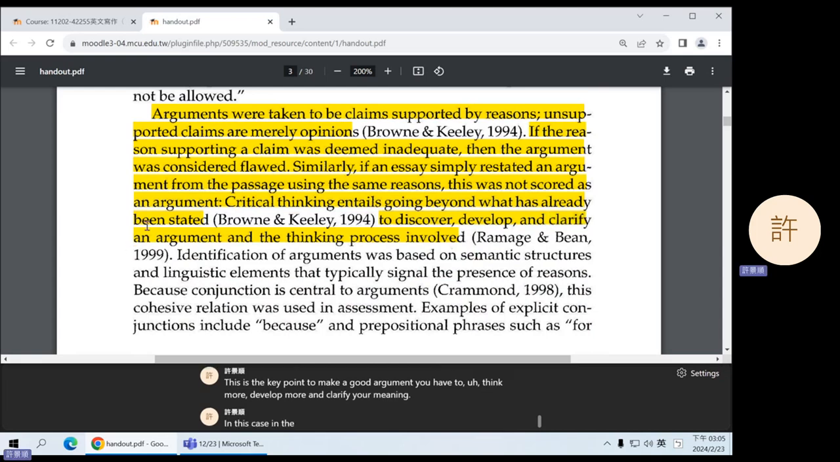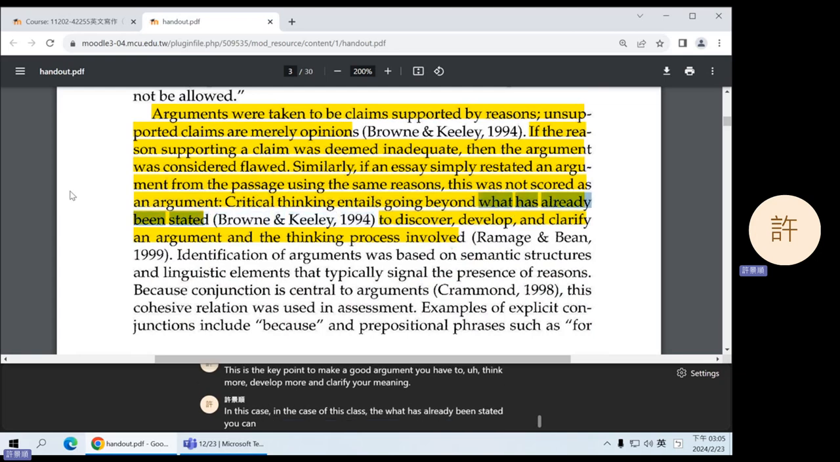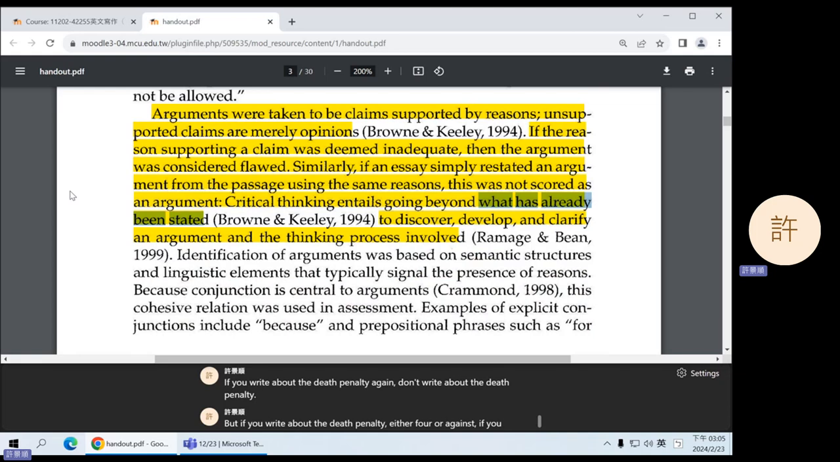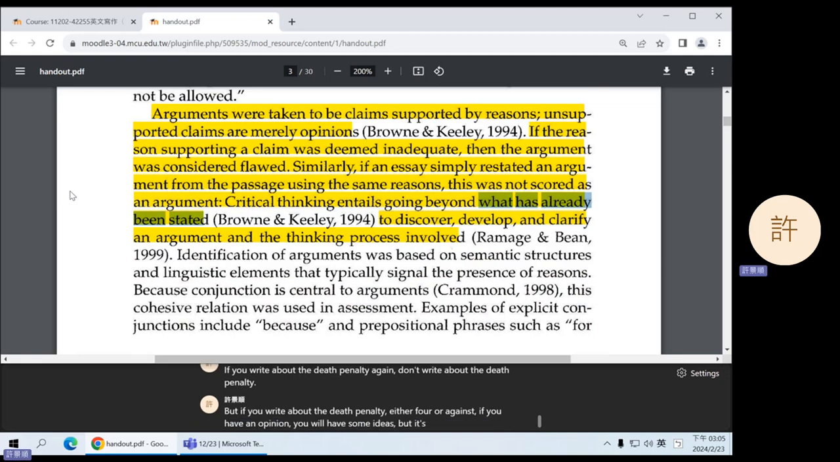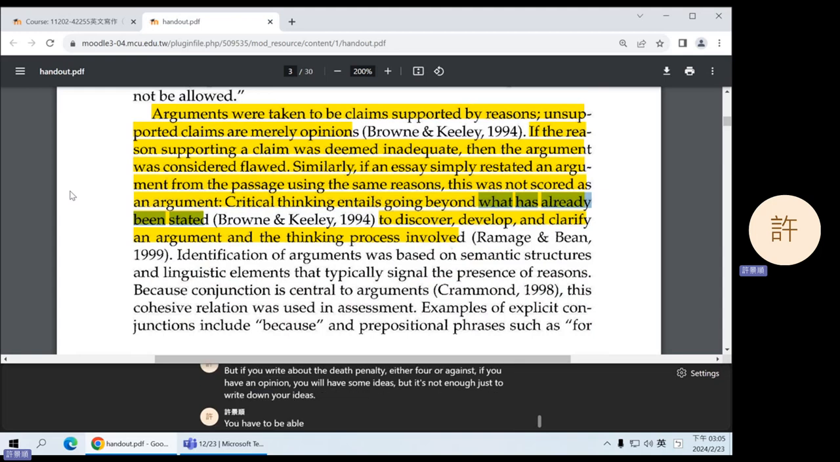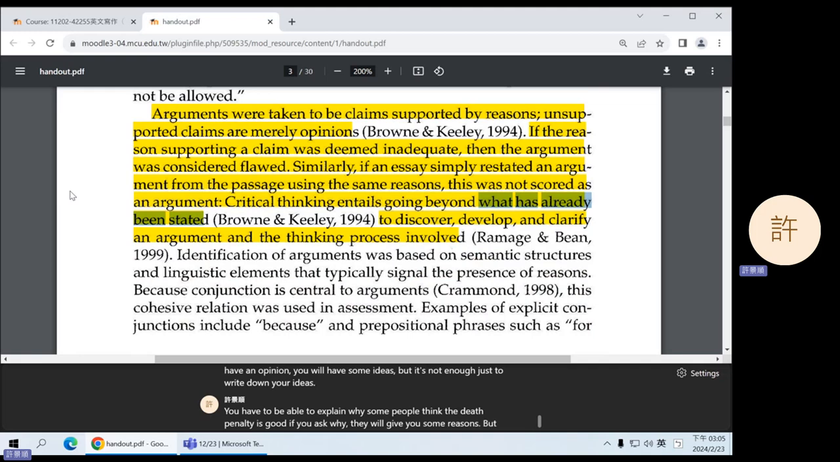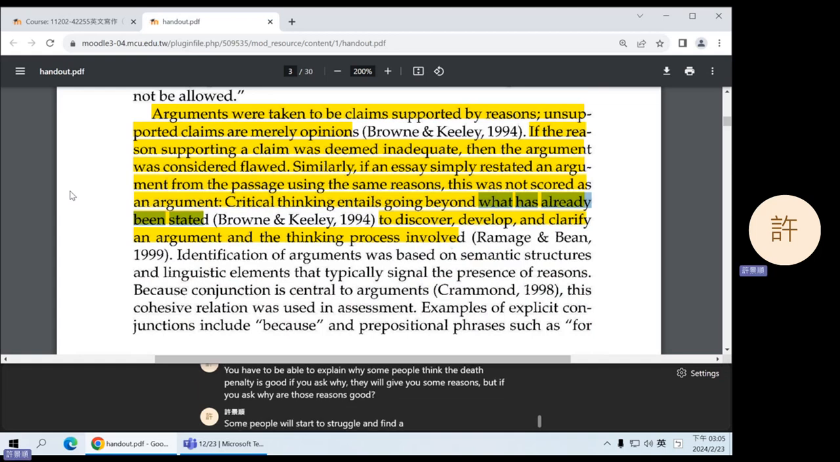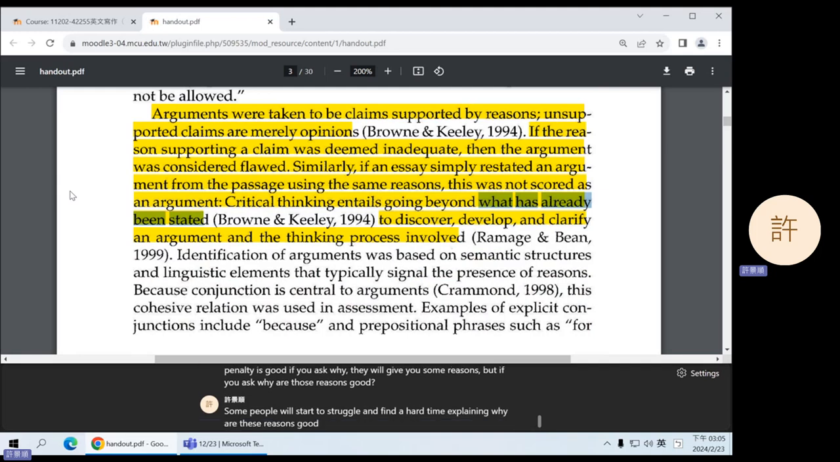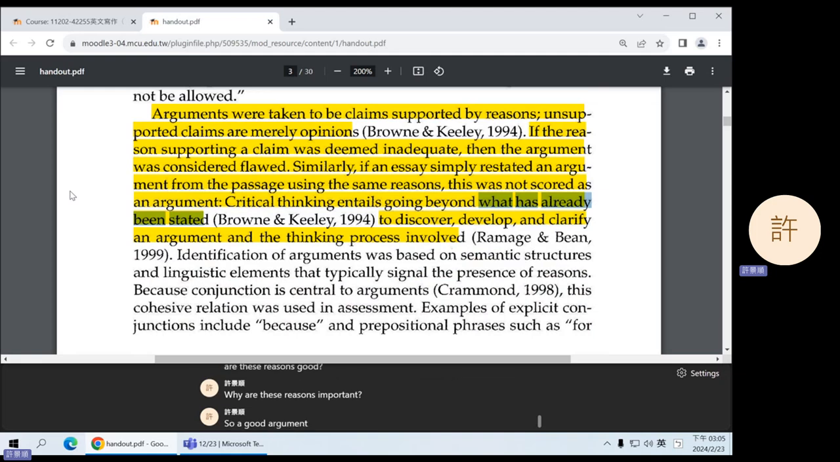In the case of this class, what has already been stated, you can think of this as your original idea. If you write about the death penalty, again, don't write about the death penalty, but if you write about the death penalty, either for or against, if you have an opinion, you will have some ideas. But it's not enough just to write down your ideas. You have to be able to explain why. Some people think the death penalty is good. If you ask why, they will give you some reasons. But if you ask, why are those reasons good? Some people will start to struggle and find a hard time explaining why these reasons are good. Why are these reasons important? So a good argument goes beyond your original ideas. It goes deeper, it adds levels, and it clarifies your thinking process.